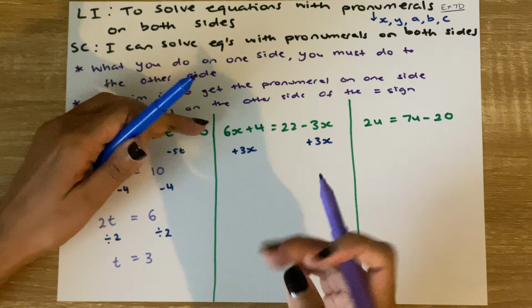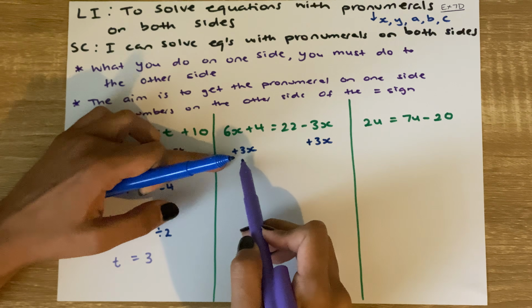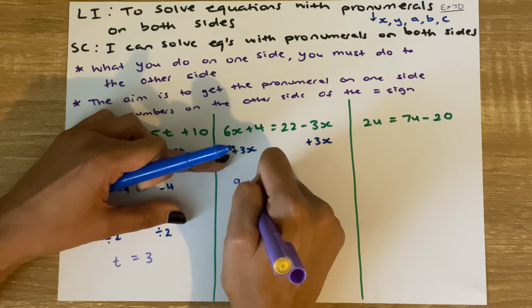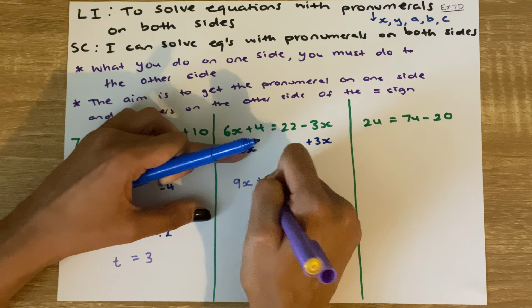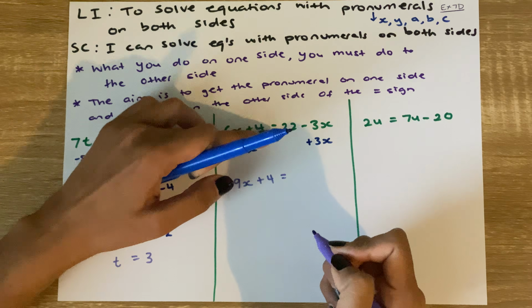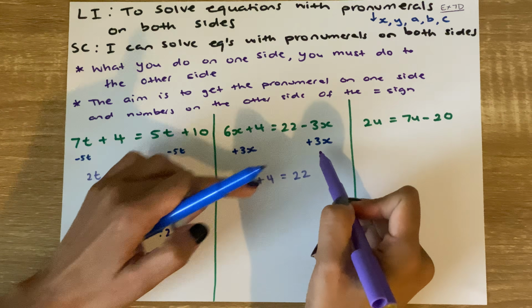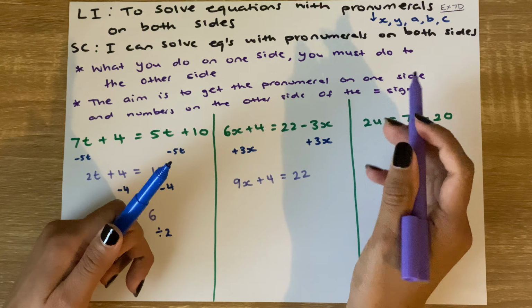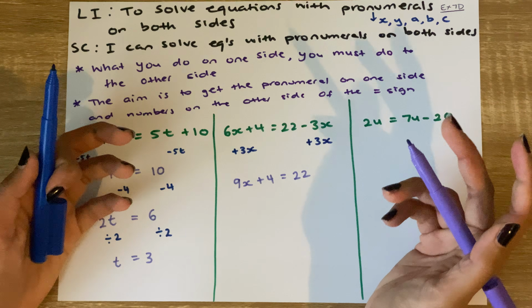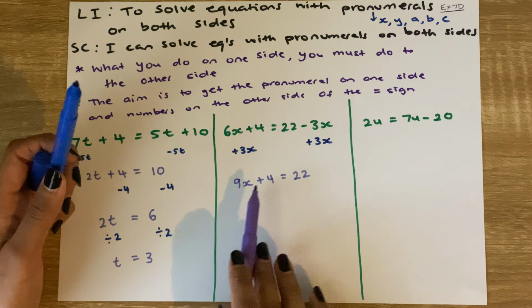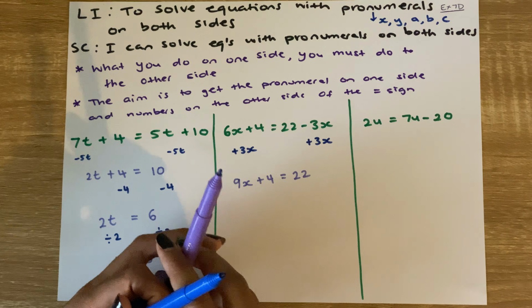Okay, so what have I left with now? 6x plus 3x, that equals 9x. Plus the 4, because I haven't added a number yet, 22. And then negative 3x and plus 3x, that's what cancels out, because negative 3 plus 3 is now 0. And again, now I'm left with an equation that we've been working through for the last couple of lessons.